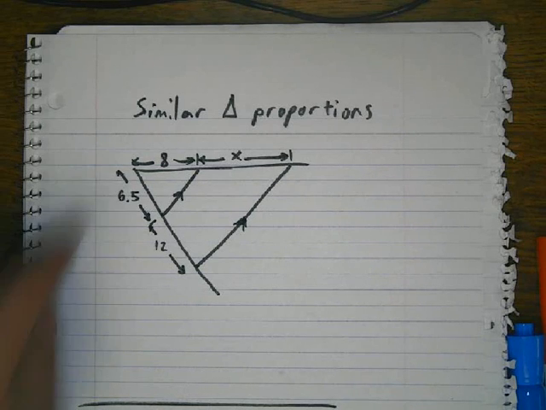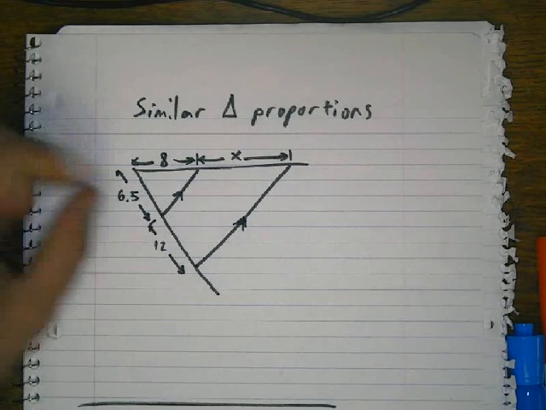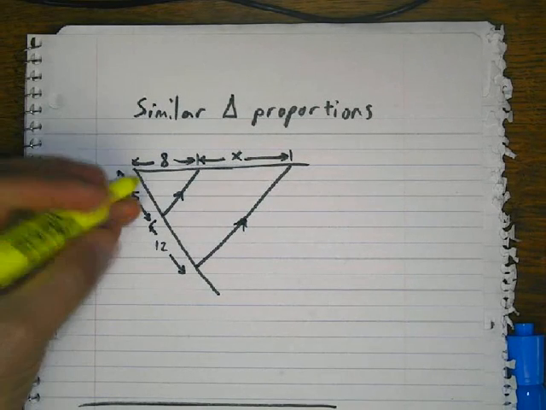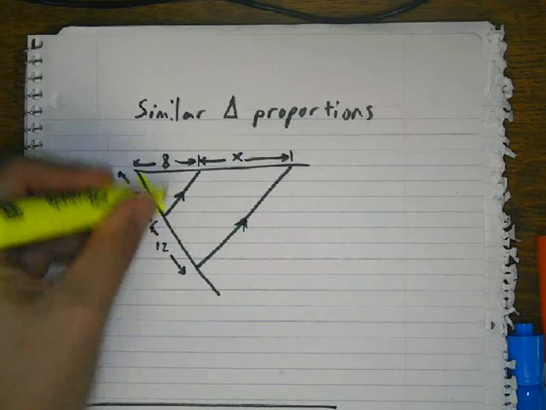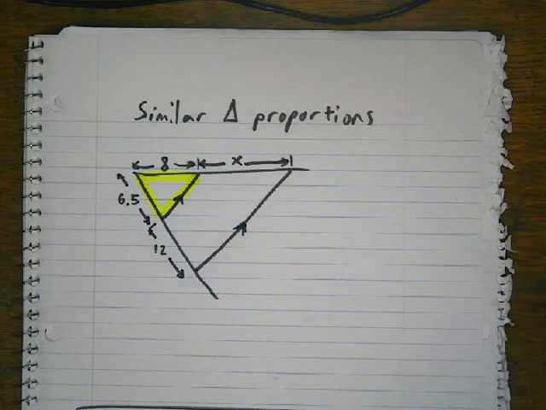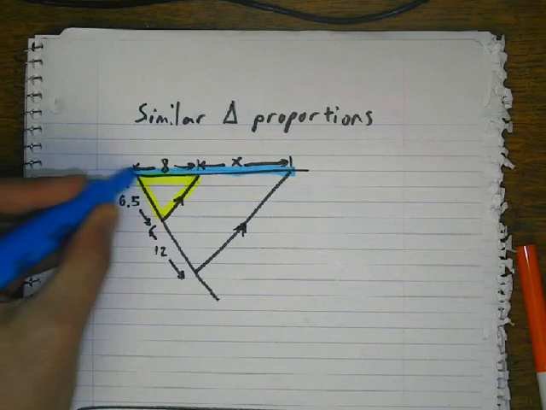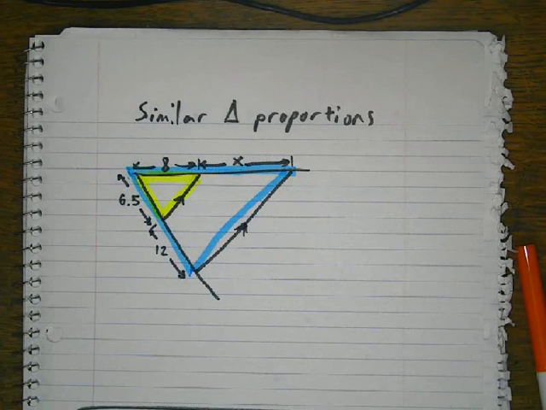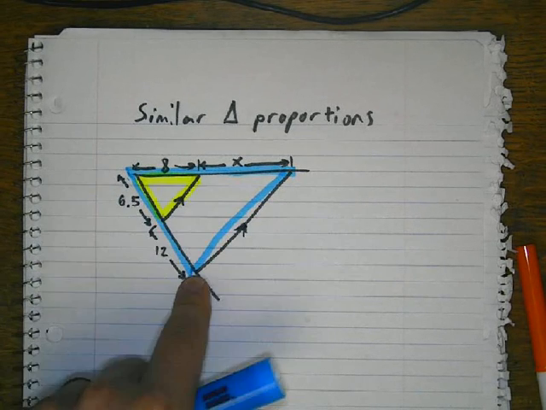Okay, in this example, we're going to use similar triangles to figure out this missing length. So the first thing we need to do is notice that there's a smaller triangle, which I'm highlighting in yellow, and there's a bigger triangle, which I'm highlighting in blue. Okay, and so these triangles are similar when we have parallel lines like this.